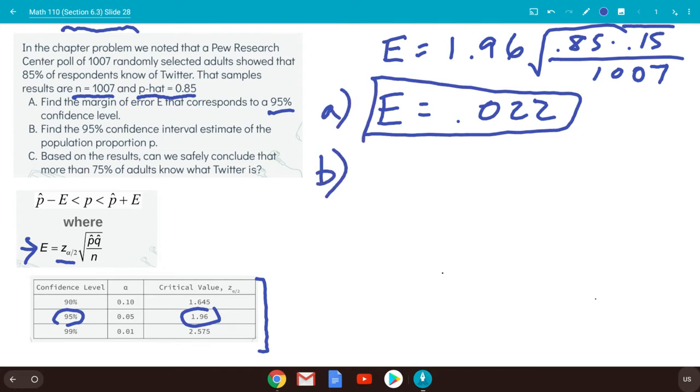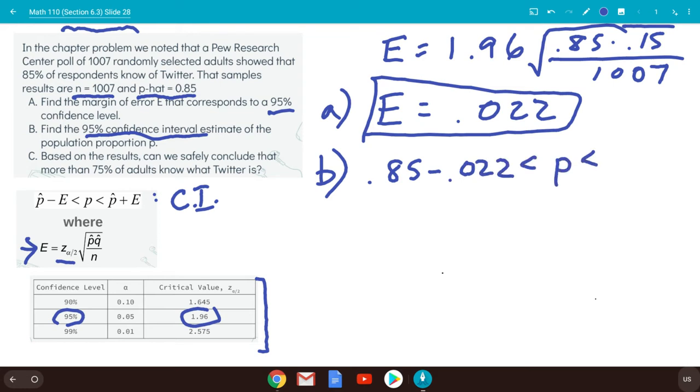Part B, it says find the 95% confidence interval estimate. This right here is the form of a confidence interval, which I'm abbreviating CI. And it says that we're going to have p hat, which is given to us, 0.85. And then we're going to subtract the error. And on the other side, we're going to add the error. So it's kind of like you're giving and taking a little bit on both sides.